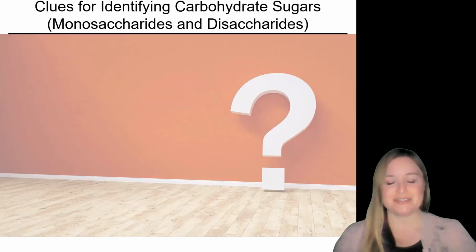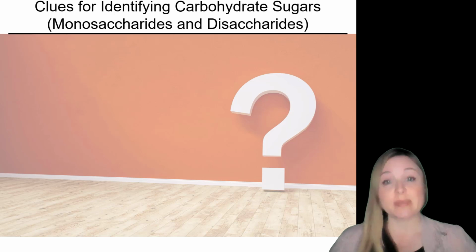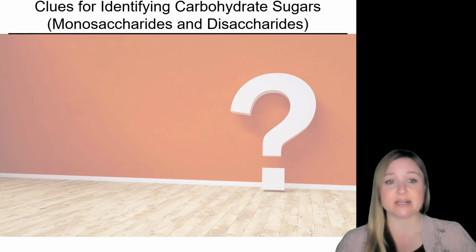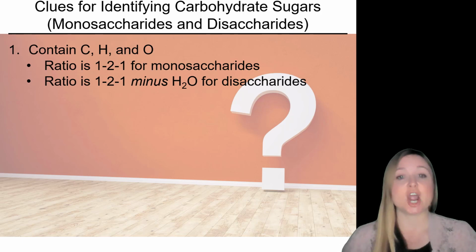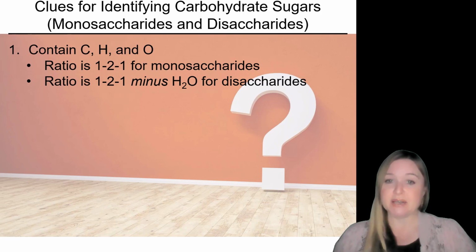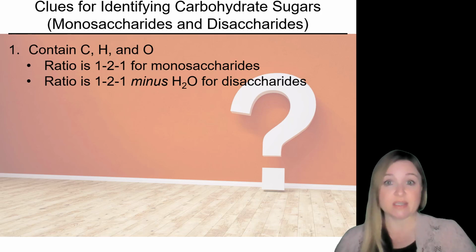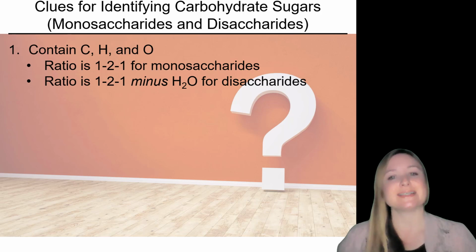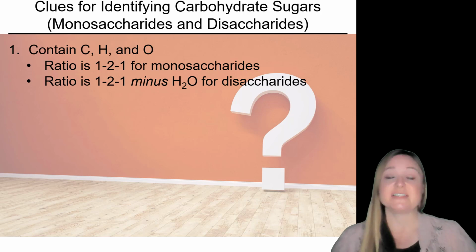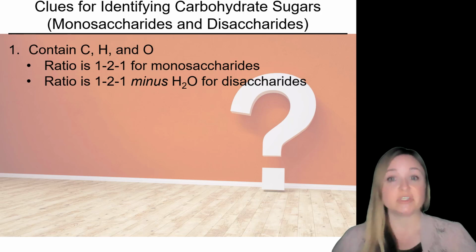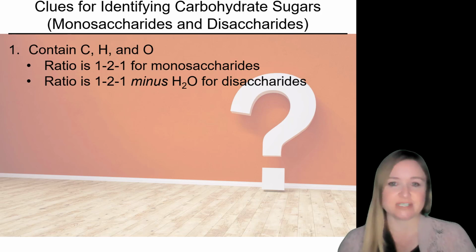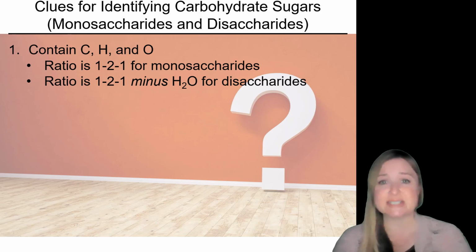So let's put together all of these clues for identifying those carbohydrate sugars, namely monosaccharides and disaccharides. Now, first off, remember that both monosaccharides and disaccharides contain carbon, hydrogen, and oxygen. If it's a monosaccharide, the ratio is going to be 1 to 2 to 1, like glucose, right? C6H12O6. If it's a disaccharide, well, there's going to be more carbons, and the ratio is 1 to 2 to 1 minus H2O, 2 hydrogens and an oxygen, because a water molecule was released in the joining of those two monosaccharides into a disaccharide.